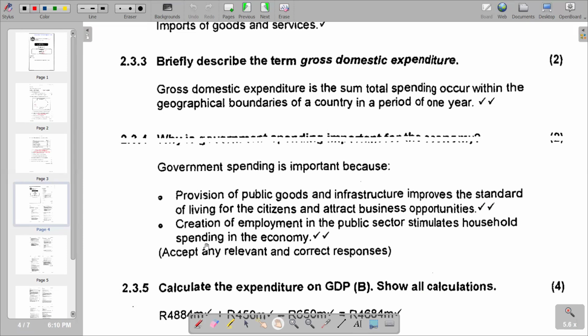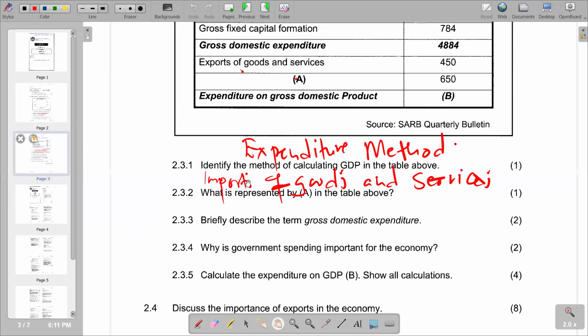So the second point is saying creation of employment in the public sector stimulates household spending in the economy. So there is creation of employment, and on top of that, when there's creation of employment, we are going to see that there's stimulation in terms of household spending. Now they are earning, they are now going to work as they are being employed through the process of government spending. So basically, that's what we have. So according to the explanation that we have, then we go to the next question.